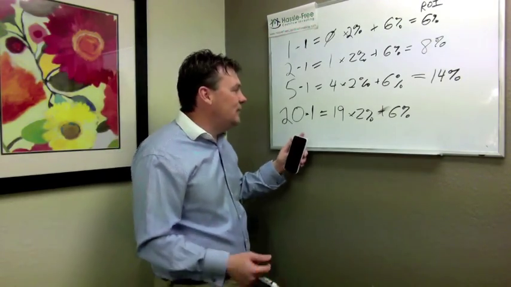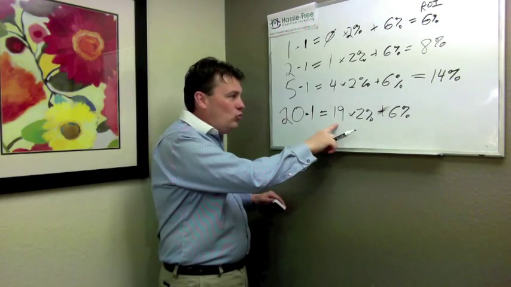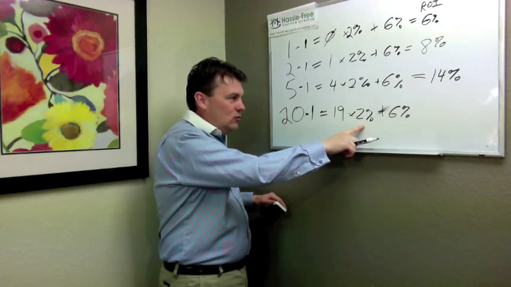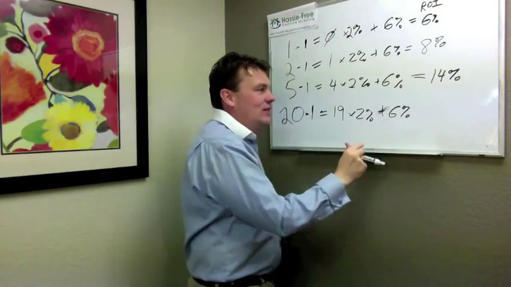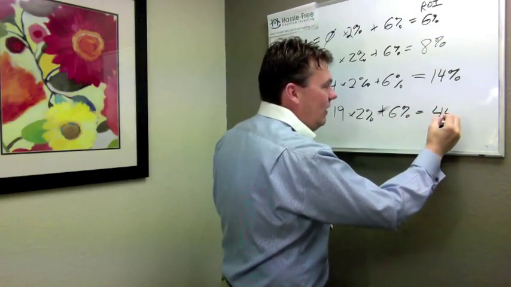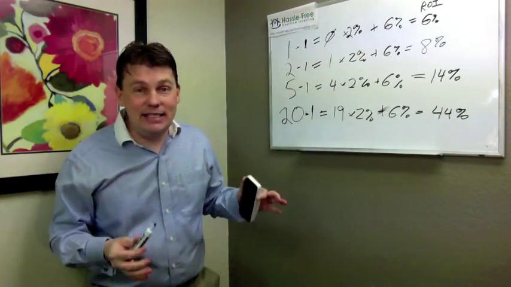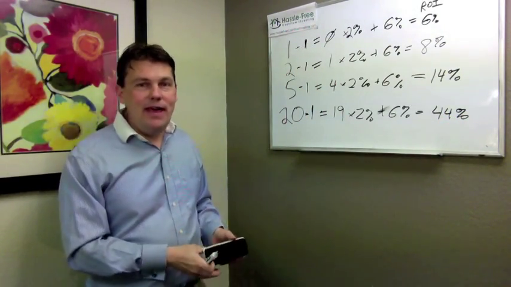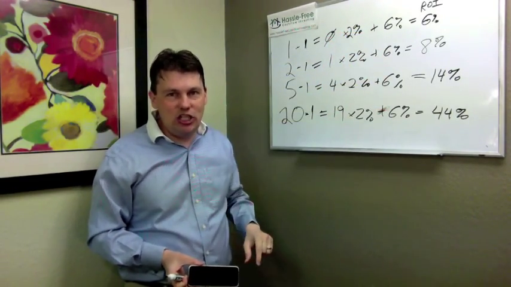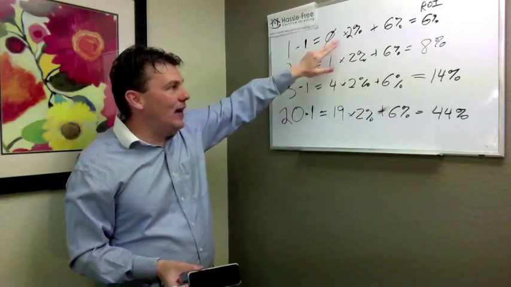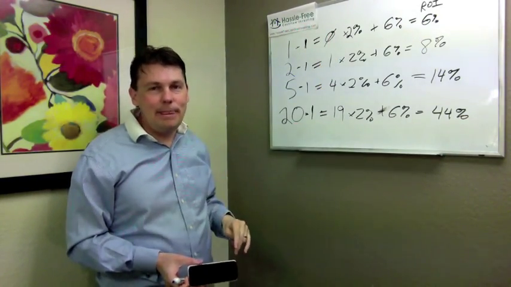But look at this. If you could get 20-to-1 leverage, which is 5% down, 19 times 2 is 38. Is that right, David? 38 plus 6 equals 44% ROI. It's the same house. The house didn't change. The house is the 6 cap rate. The only thing that changed is the amount of financing that we used, and the spread stayed the same, right?